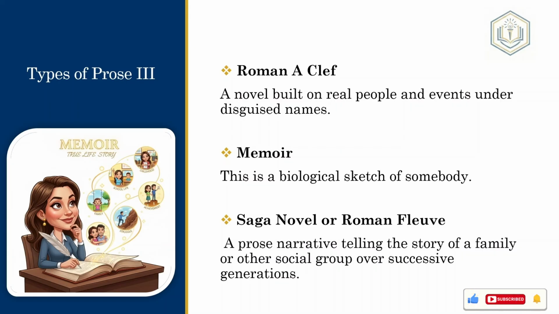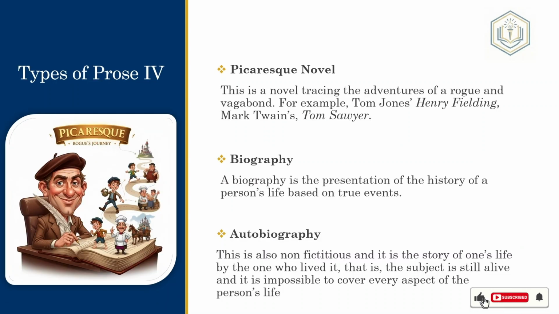So that's what a saga novel or Roman fleuve is. Then a picaresque. A picaresque novel is a novel tracing the adventures of a rogue or a vagabond. For example, if you look to your left-hand side, you see a picture of a seeming picaresque. It traces the adventures of a rogue or a vagabond, somebody who is not really truly liked in society, is not really fancy, he's not the hero kind of person. Do you get? He's like a rogue, he's like a vagabond.